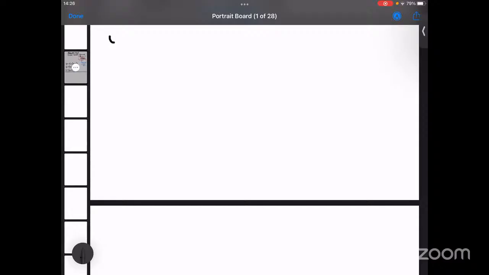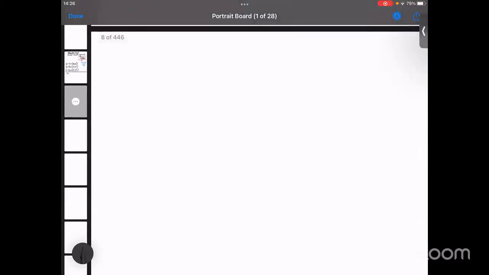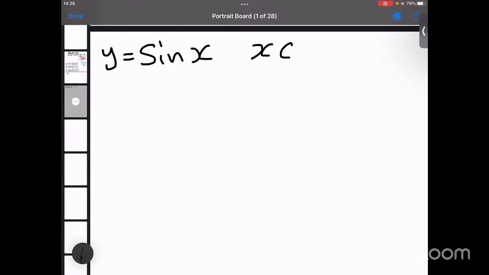Let's plot y equals sine x. Maybe let me start on a new blank page. I want to make sure not to rush this. So we plot y equals, let's say, sine x, and we plot it for x being an element of 0 degrees to 360 degrees.